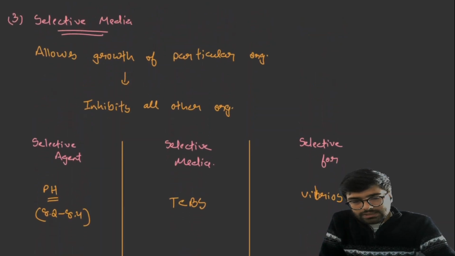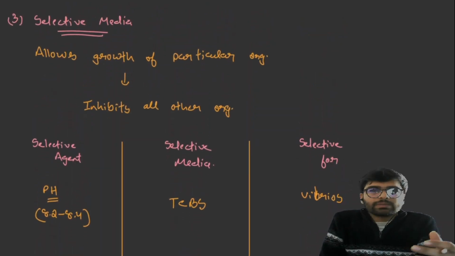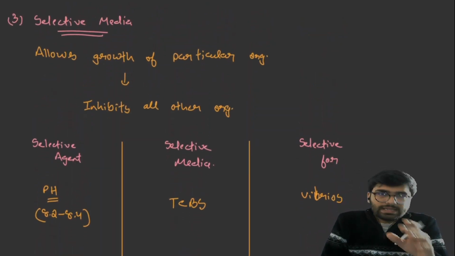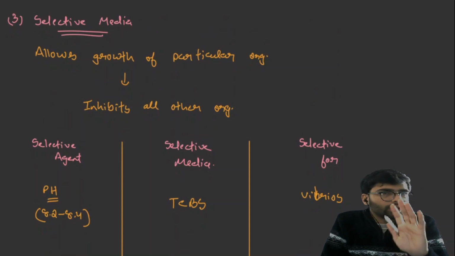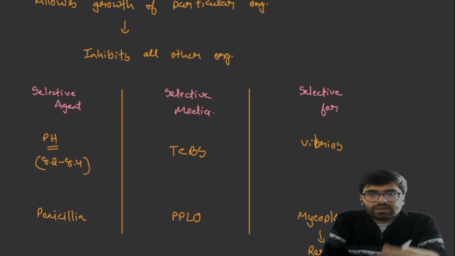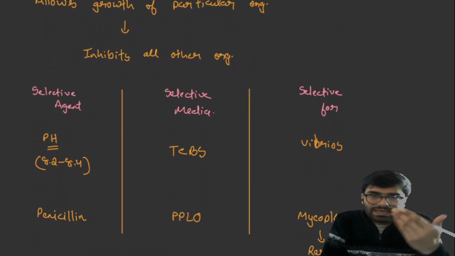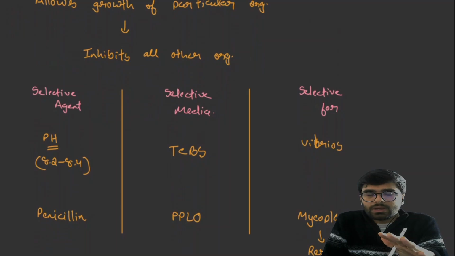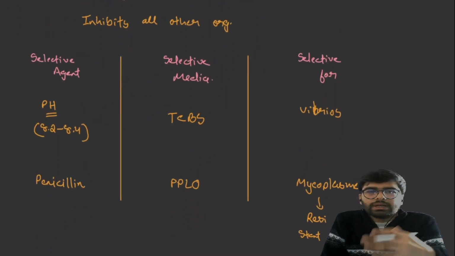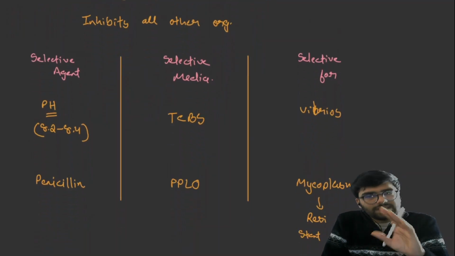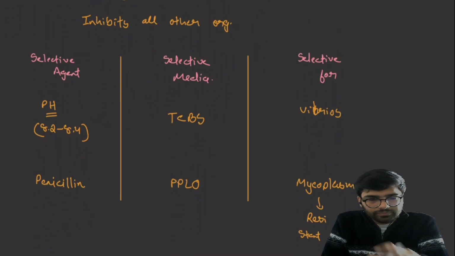So let us quickly summarize what is selective media. Selective media is a media that grows a particular bacteria and inhibits rest all. Examples are selective agents like pH and penicillin when added to TCBS and PPLO respectively. It helps in the growth of Vibrios and mycoplasma respectively.